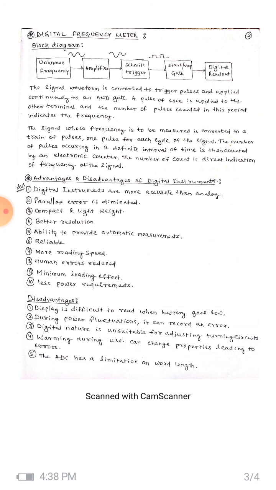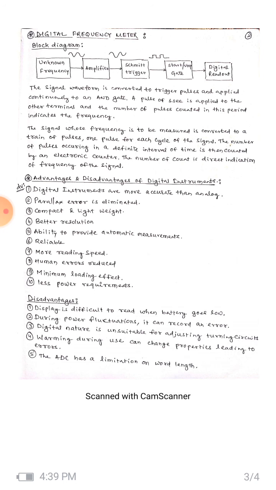As digital meters display the output in the form of a display, there will be no parallax error here. And digital meters are compact and lightweight, and we get better resolution. Next, they have the ability to provide automatic measurements. They are more reliable, their reading speed is higher, and human errors are reduced compared with the analog instrument. There will be less loading effect, and so definitely less power consumption or requirement. So these are some of the advantages.